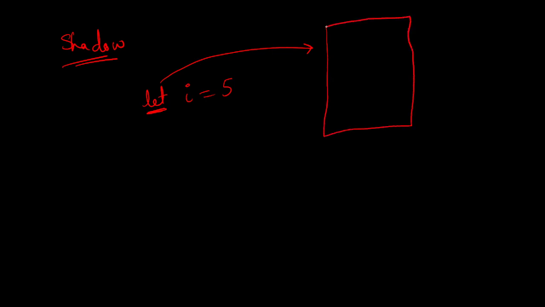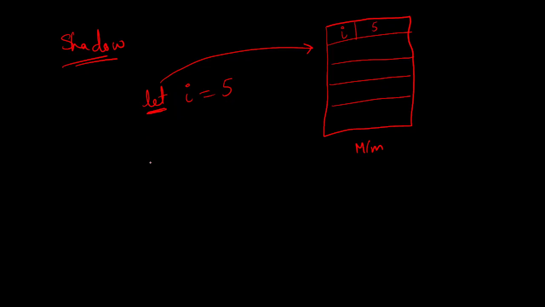Okay, shadow. So what was happening whenever we are creating a variable with the help of let i equals 5? What let will do is create a variable if this variable is not in the memory. We have the memory. Okay, this is our memory. Previously the i variable is not in the memory, so it will create an i variable and assign it a value of 5.